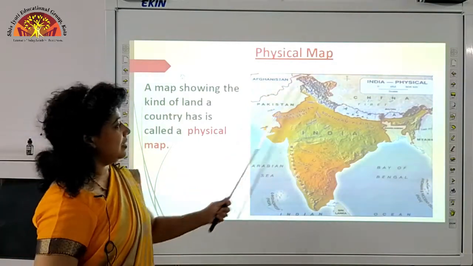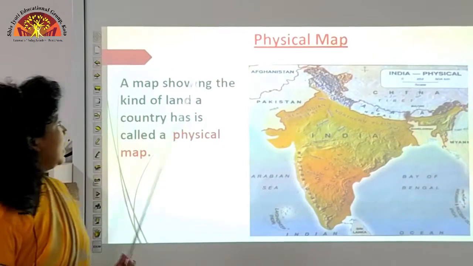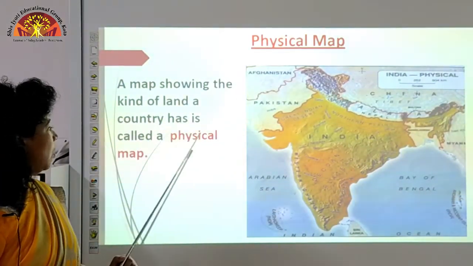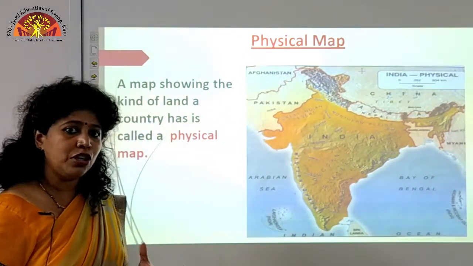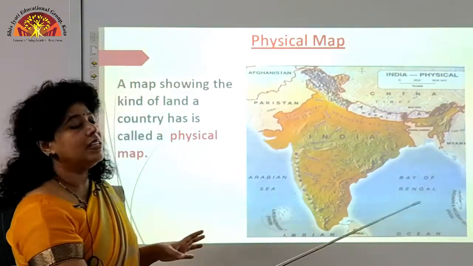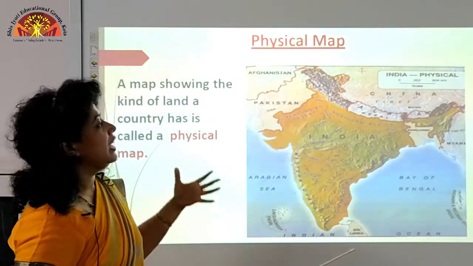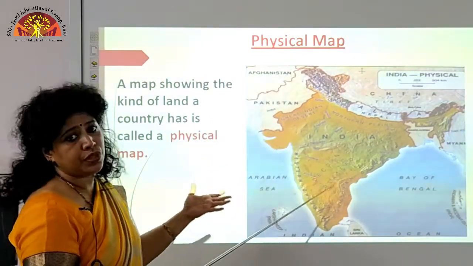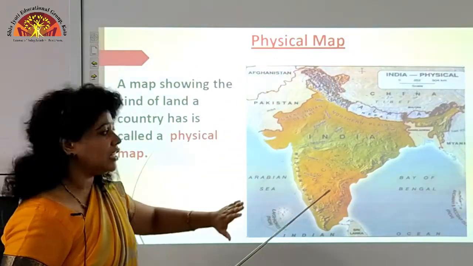What you see here is the physical map of India. And what is a physical map? A map showing the kind of land a country has is called a physical map. So basically what does this physical map show? It shows the natural landforms of this area. It shows the mountains, the deserts, the plateaus, the plains. So a physical map shows the natural landforms.